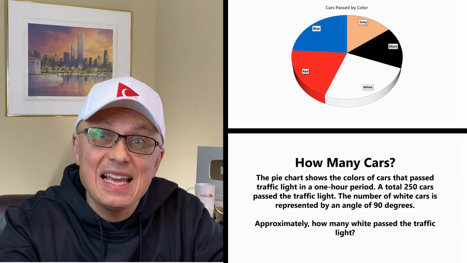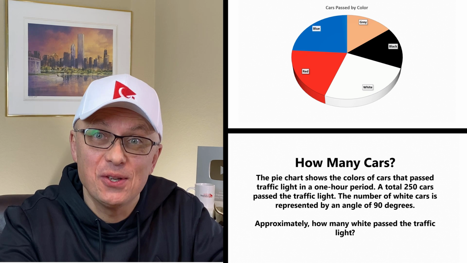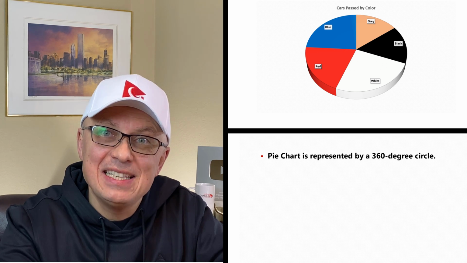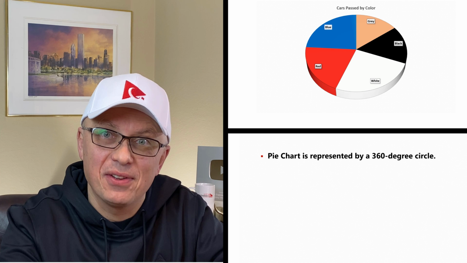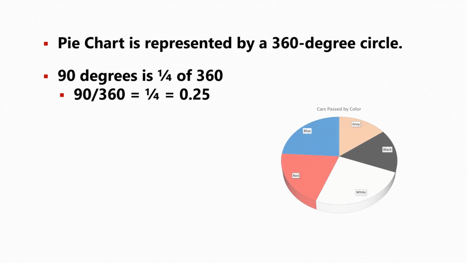A lot of times, part of the answer is given to you as part of the question. And this is one of those cases. The pie chart is represented by a 360-degree circle. We know that the 90-degree angle represents the number of white cars that passed the traffic light, and 90 degrees is a quarter of 360. To do the calculations, you need to divide 90 by 360, which is a quarter or 0.25.